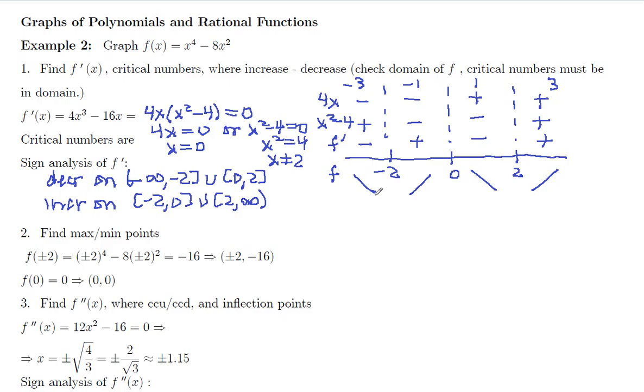Then since it's decreasing and then increasing, we have a min at -2. And then decreasing, increasing here, a min at +2. And then increase, decrease, we're going to have a max at 0.